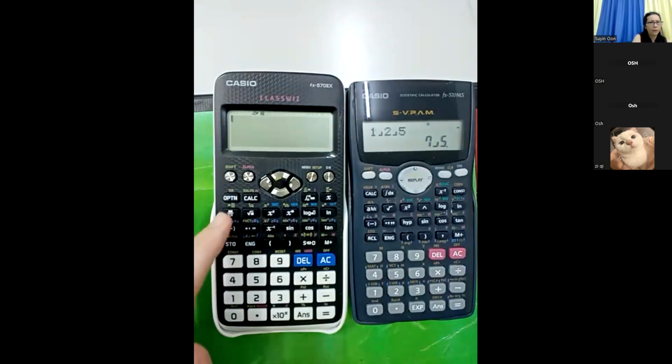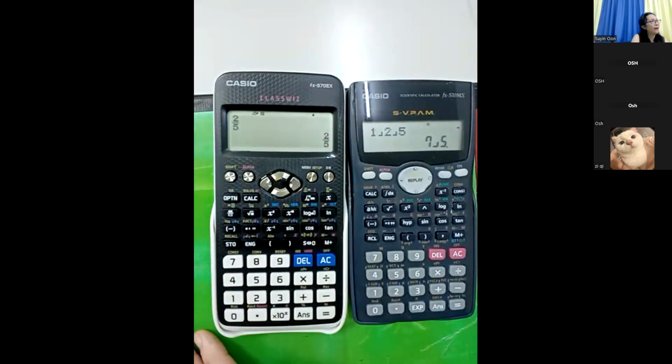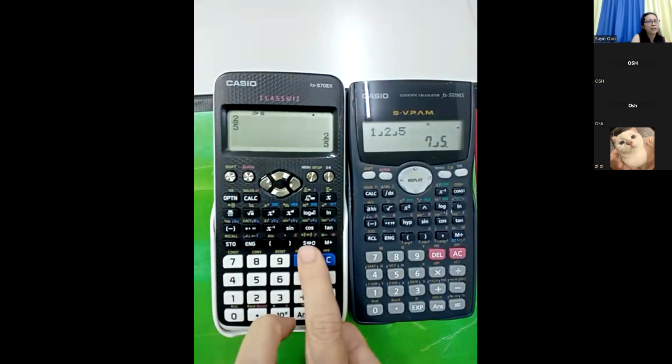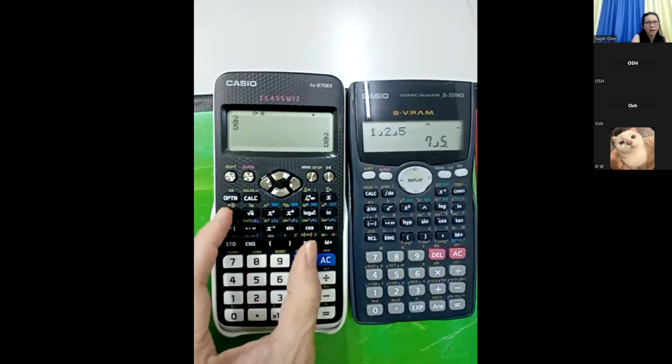Okay, you key in this one. Let's say 2 per 5. There, you put the arrow here, equal. It comes 2 per 5, right? So you use this button for 0.4. Just press this button, see? So for you that are using EX, these two buttons are for the fraction.